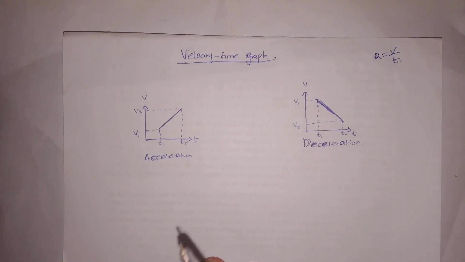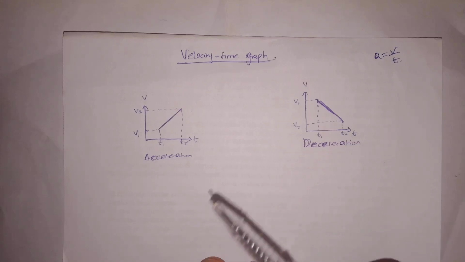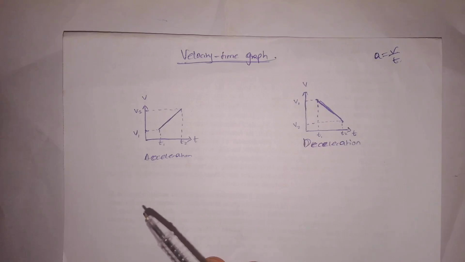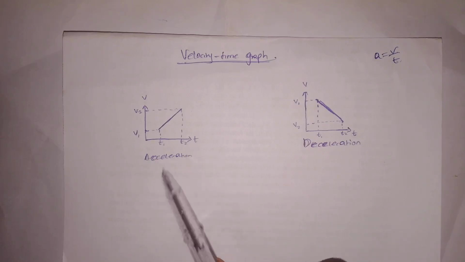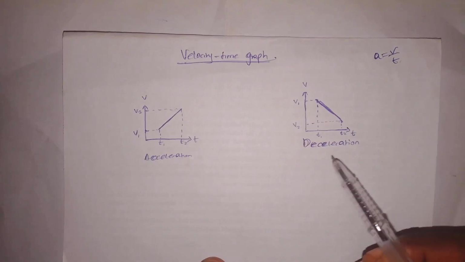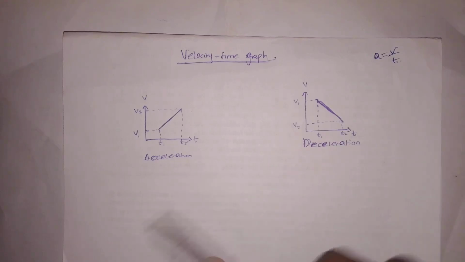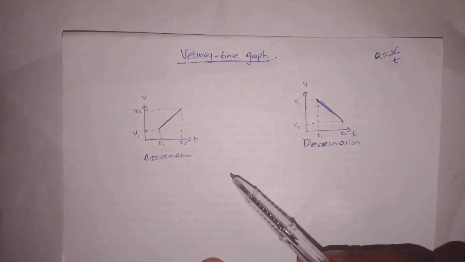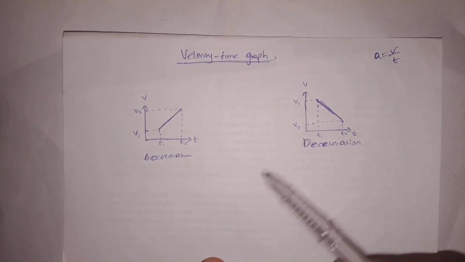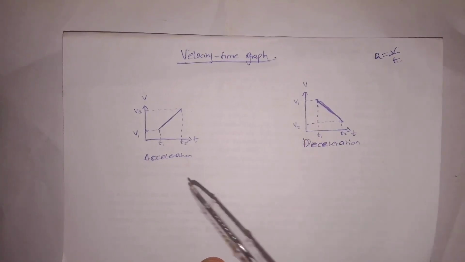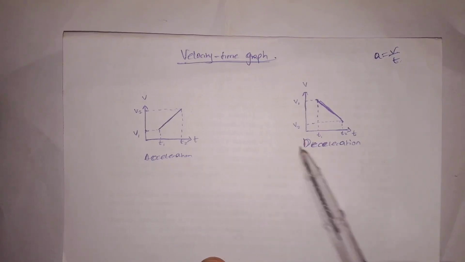For example, you start up a vehicle and you start increasing the velocity, you find out that the vehicle is moving very fast. That is known as acceleration. But when you apply brake, the vehicle starts slowing down. That is no longer known as acceleration, it is rather known as what?